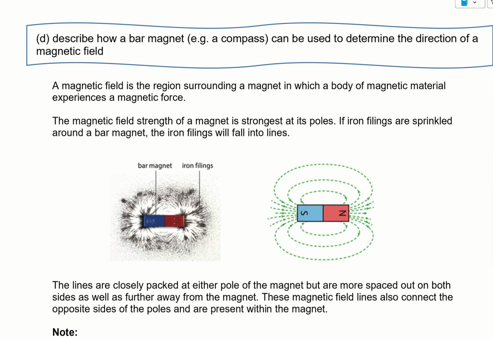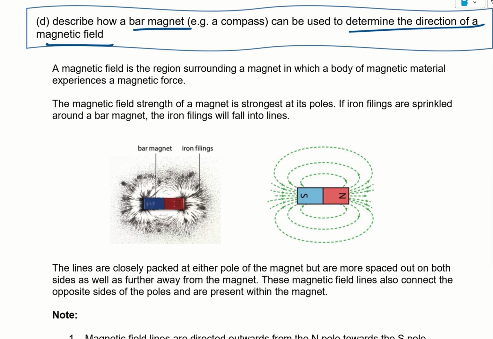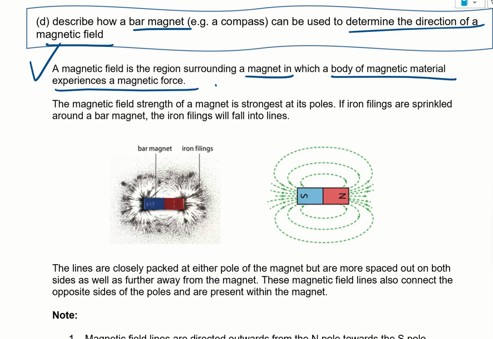Success criteria D: describe how a bar magnet can be used to determine the direction of a magnetic field. Magnetic field is the region surrounding a magnet in which a body of magnetic material experiences a magnetic force. So this is our definition of magnetic field.